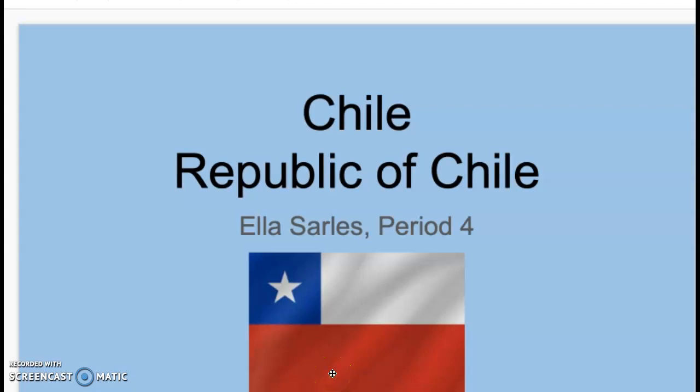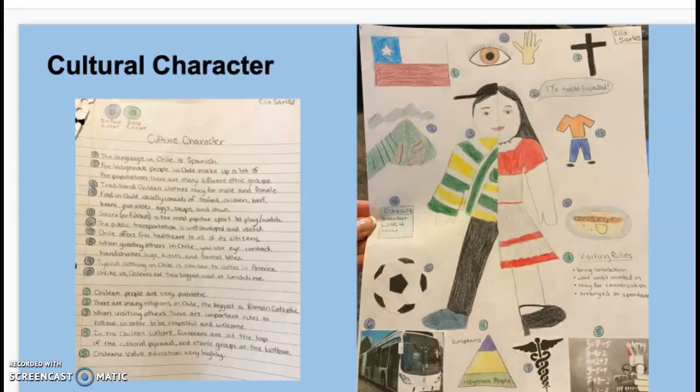The country of Chile, or the Republic of Chile, is located on the west side of South America. Chile has a diverse and interesting culture. Some of the examples of Chilean surface culture are that the official language is Spanish. Soccer or football is the most popular sport. The typical clothing worn by most people is just like in America, and the biggest meal eaten is at lunchtime.